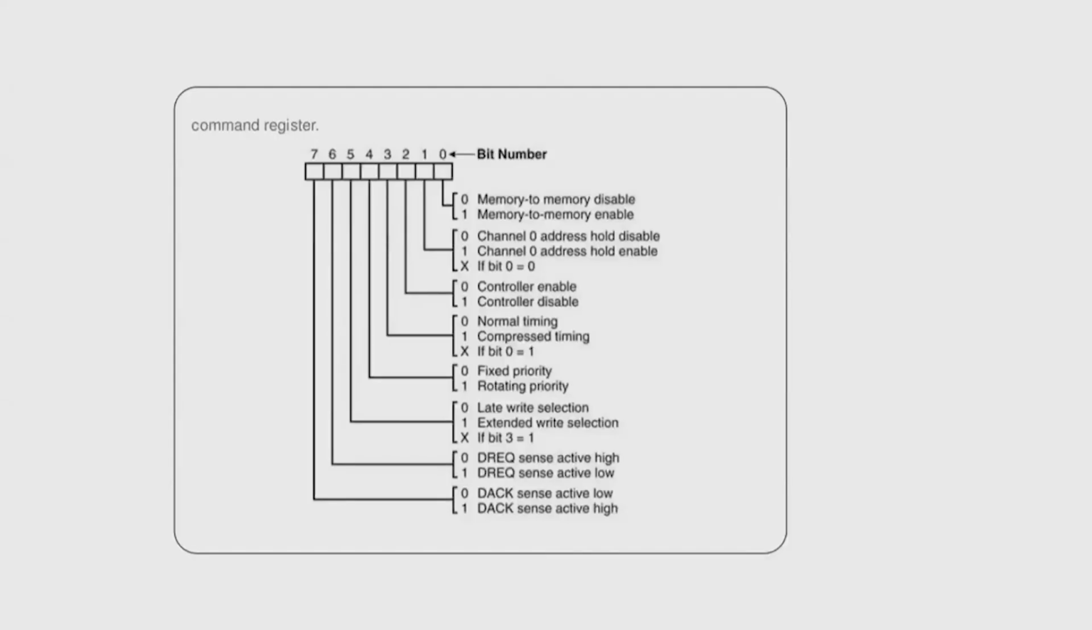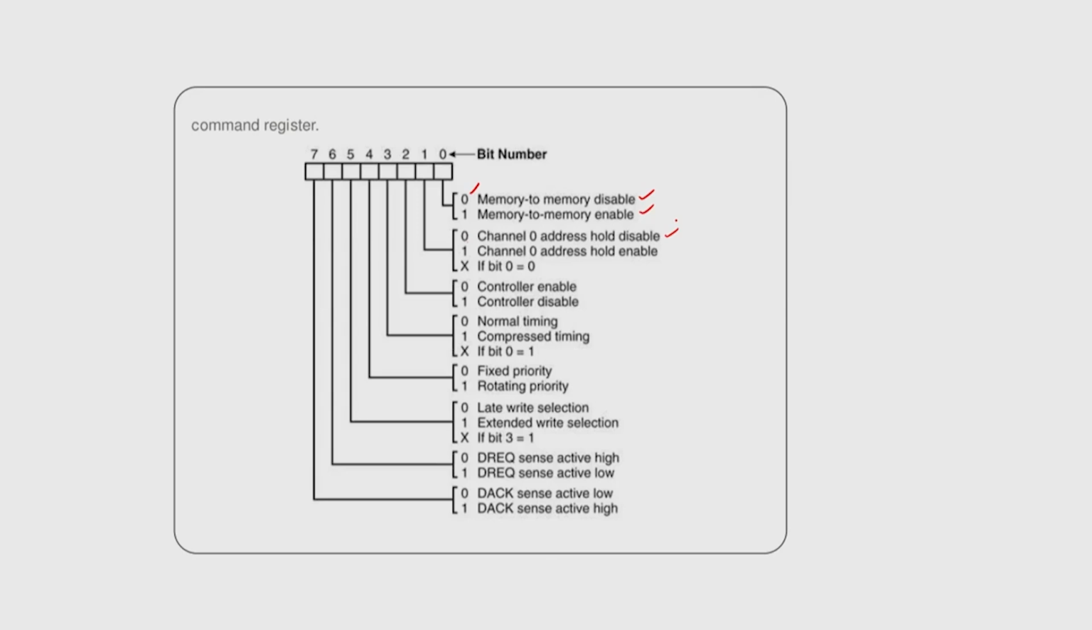So, this is the format of the command word register. We have to load this into the 8237 before we transfer the data. This is self explanatory. The last bit represents memory to memory transfer: if this is 0, memory to memory transfer will be disabled, and if this is 1, it will be enabled. Similarly, the second bit can be 0 or 1, depending upon whether channel 0 address has to be held or disabled. If this is 0, channel 0 address will be held. If this is 1, channel 0 address will be enabled.